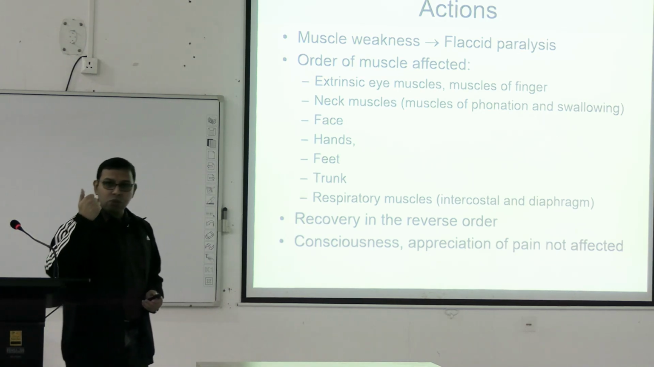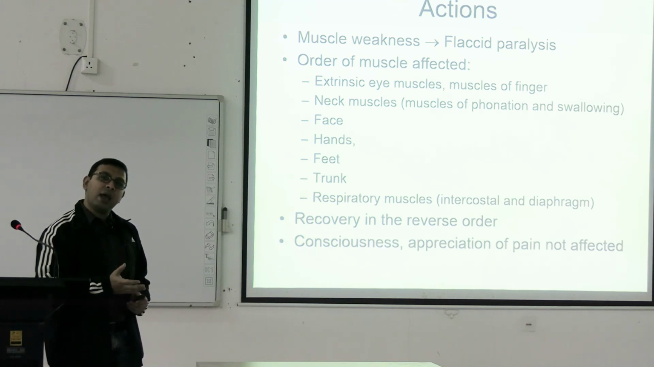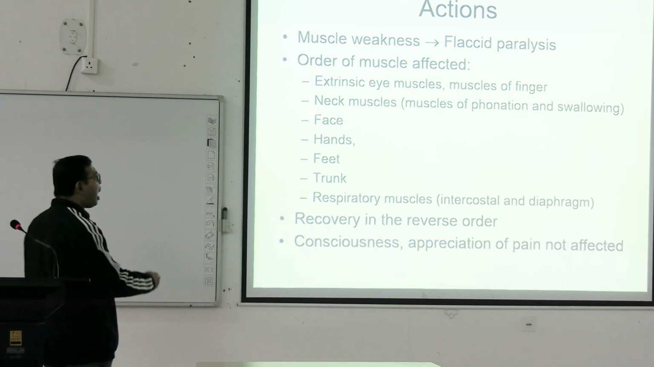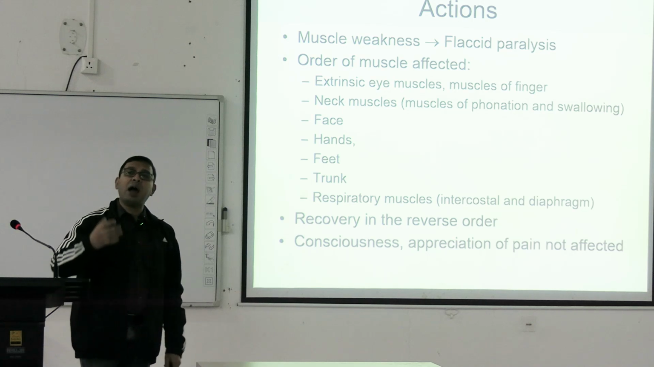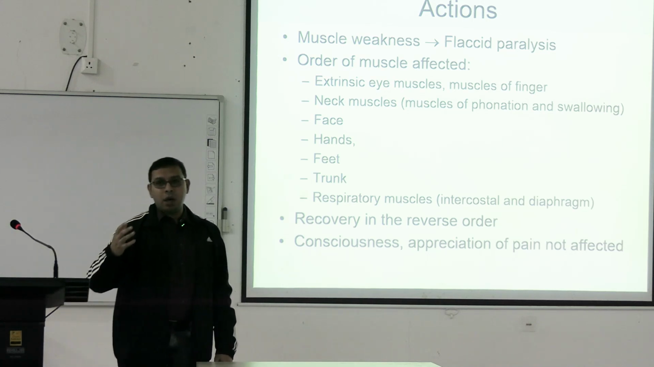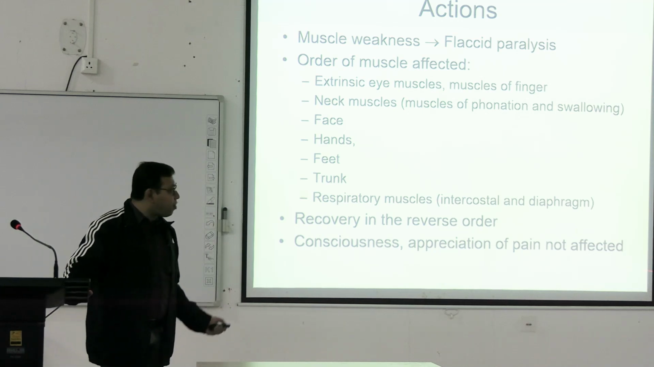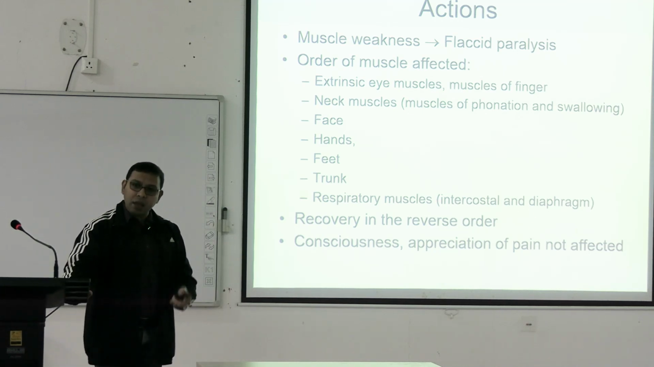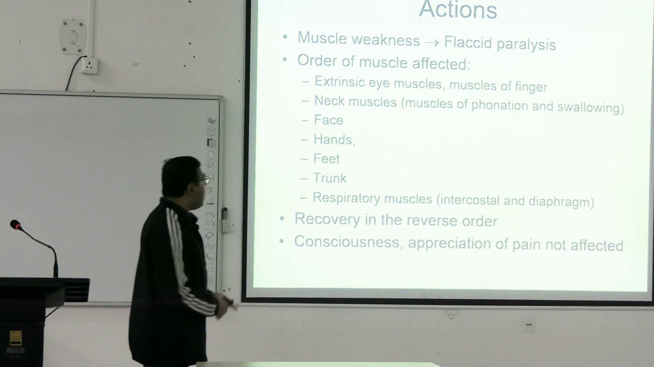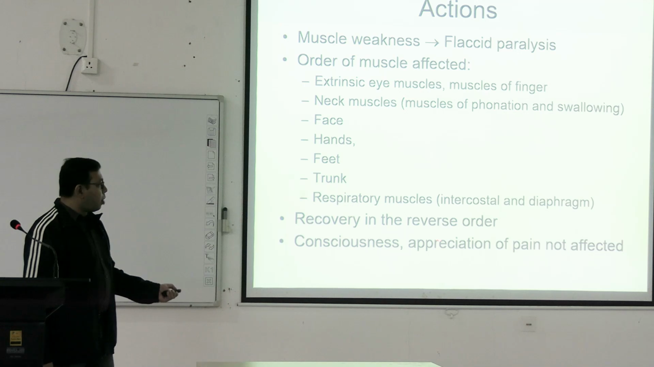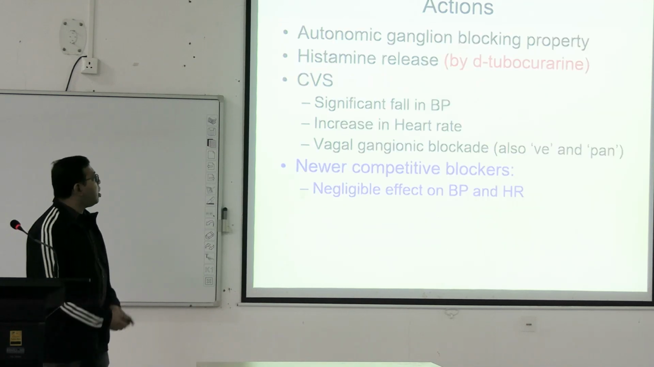So the thumb muscles and the extraocular muscles are usually seen first, because they are affected first, and again they regain their activity first. And then the other muscles like neck muscle, face, hands, feet, trunk, and at the last, when a very high concentration, very high dose of these muscle relaxants is given, respiratory muscle paralysis can also happen, diaphragmatic paralysis can also happen, and the patient can die also. So this may happen when a very high concentration of the drug is given. Recovery is in the reverse order. Consciousness and appreciation of pain are usually not affected with this.